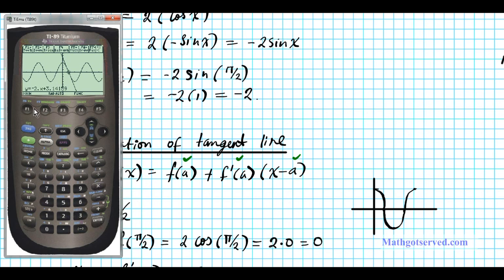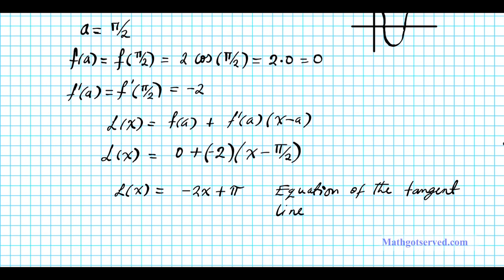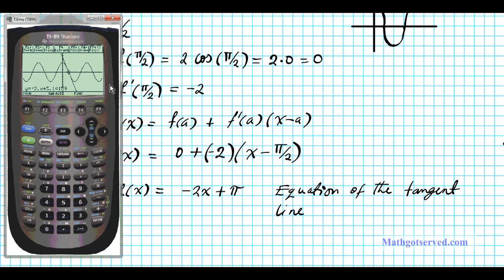Boom. Okay, so you see the equation of the tangent line, negative 2x plus 3.14159. The same thing as negative 2x plus pi. Okay, what was our answer? Our answer was negative 2x plus pi. So the calculator basically has confirmed that all our computations are in fact accurate. Okay, so we have that done. Now let's sketch this graph in on our notes.